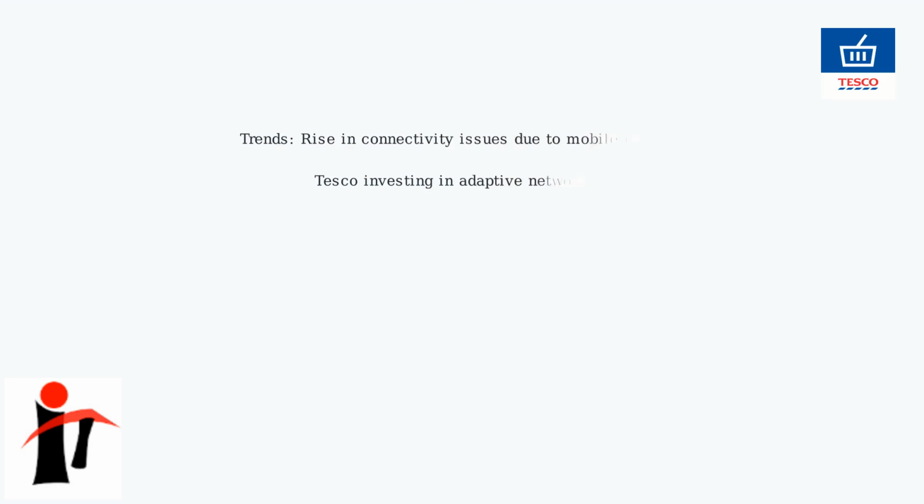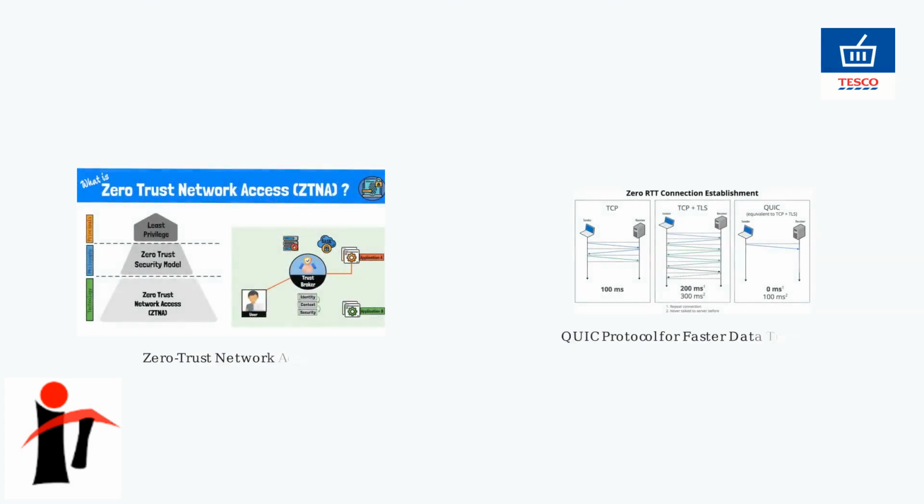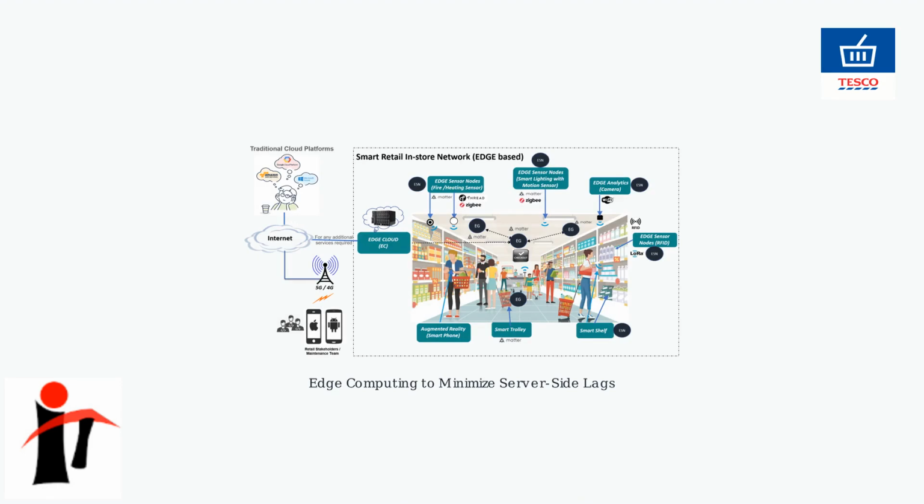Looking ahead, trends indicate a rise in such app connectivity issues due to increasing mobile reliance, especially in grocery shopping apps. Tesco is aware of these challenges and is reportedly investing in adaptive networking. Future solutions may involve AI-driven troubleshooting within the app, zero-trust network access, and protocols like QUIC for faster data transfer. Edge computing could also minimize server-side lags, reducing dependency on perfect user-side connectivity.